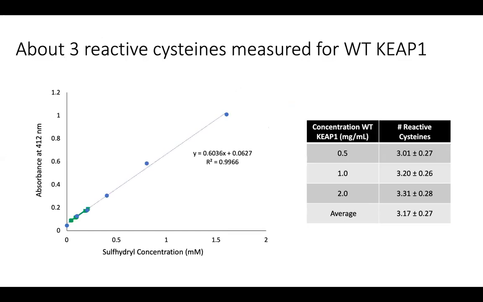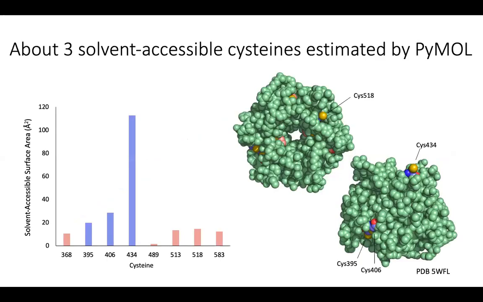I then used this optimized assay to measure about 3 reactive cysteine residues for wild-type Keap1. So here I conducted the assay at 3 different concentrations and obtained a value of about 3 reactive cysteines. This agreed with structural data, since when I used PyMol to estimate the solvent-accessible surface areas of all 8 of the cysteine residues on the Keap1 Kelch domain, I found that 3 of them had a significantly higher solvent-accessible surface area than the rest, which would account for the 3 measured by the DTNB assay, since this is a time-dependent assay in which the cysteine residues react from most to least solvent exposed.